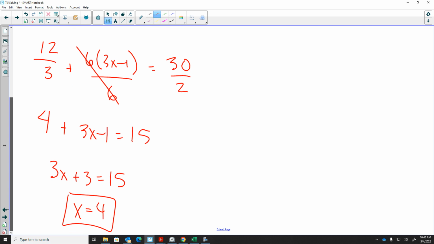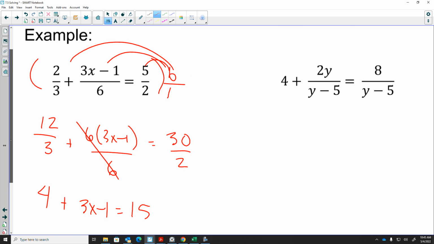All right, let's do another one then. This one. What's different from this one and this one? One of them's not a fraction. The other one, it's technically a fraction. The denominator is now a polynomial, right? It's not a number. It's going to be a little bit different. Let's do it this way.